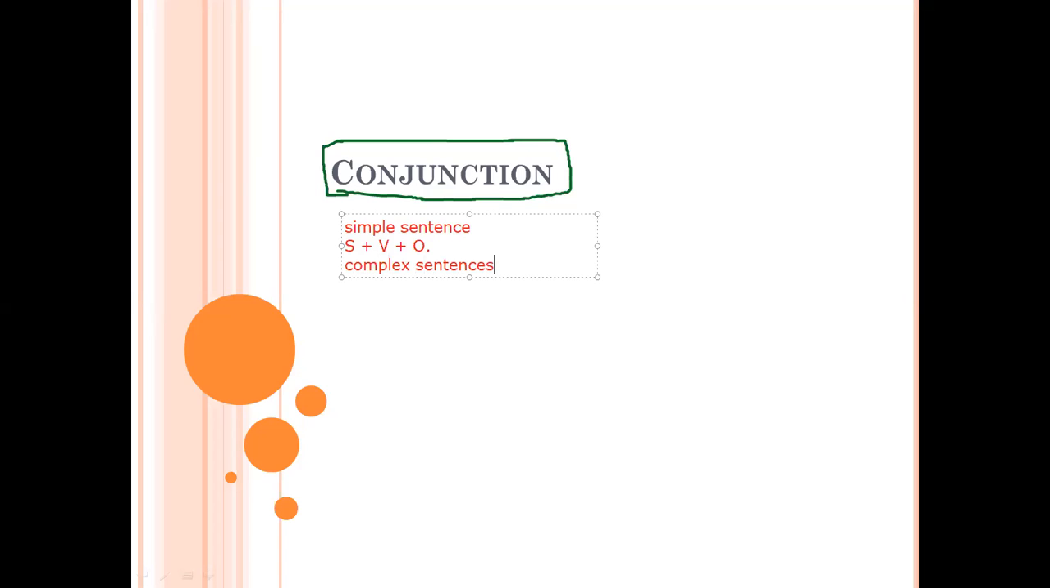So what are complex sentences? Complex sentences are the sentences which are joined by subordinating conjunctions, and there is one main clause and other subordinate clauses, and those subordinate clauses depend upon the main clause for completion of their meaning. So in complex sentences, you can have two or more sentences joined by subordinating conjunctions. And then we have compound sentences also.